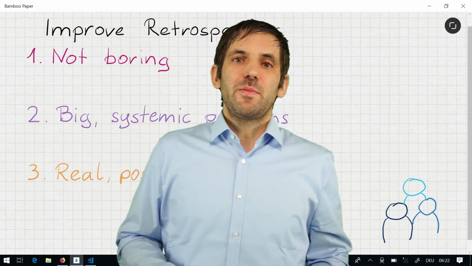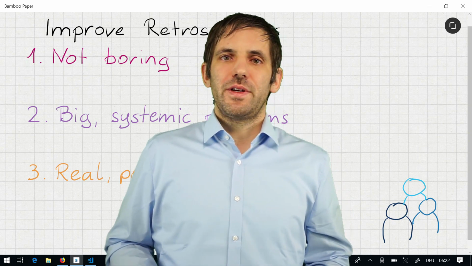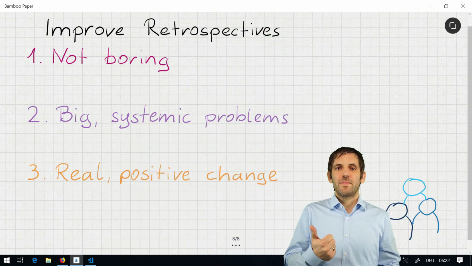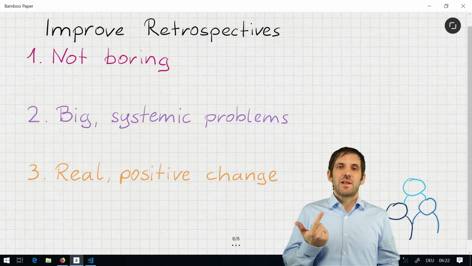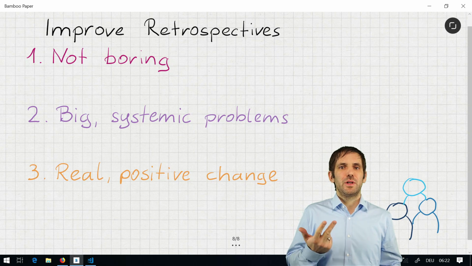So, does that mean you should stop having retrospectives? No, not at all. But you should work on improving your retrospectives so that the time is not wasted, but that your team can improve their overall situation. So, to get better, you must ensure that your retrospectives are not boring, that they tackle the big systemic problems of your team, and that they result in real positive change.